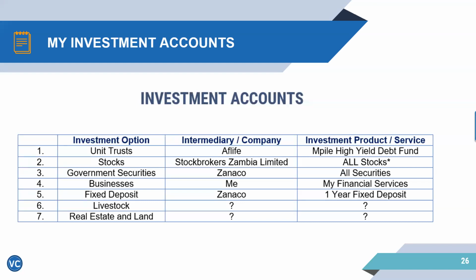So for my unit trusts, I use Impile Life. Another good recommendation is ABC with Atlas Mara. And specifically, the trust I purchase is the Impile High Yield Debt Fund. Basically, this is just a fancy way of saying I am investing in a government securities unit trust.